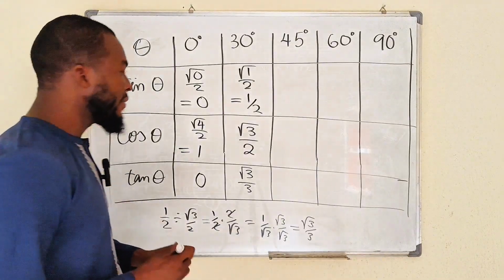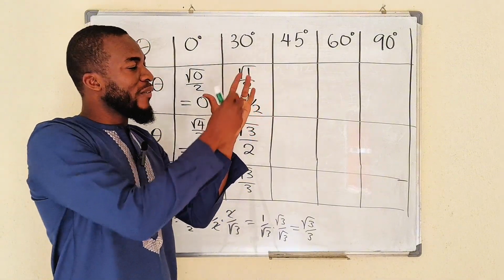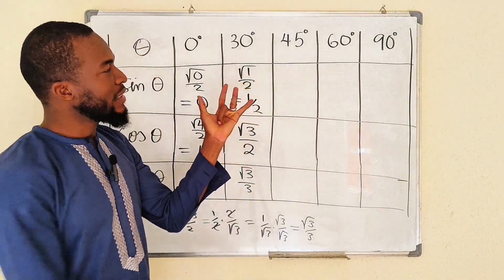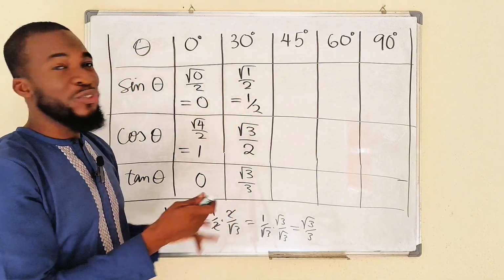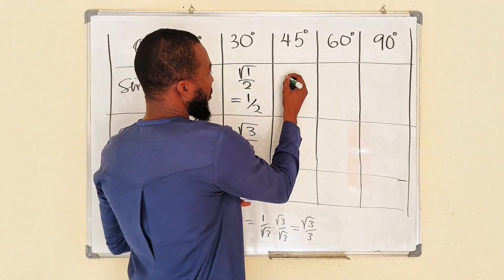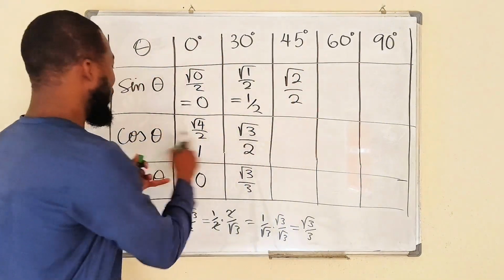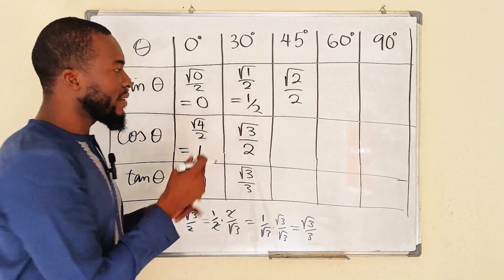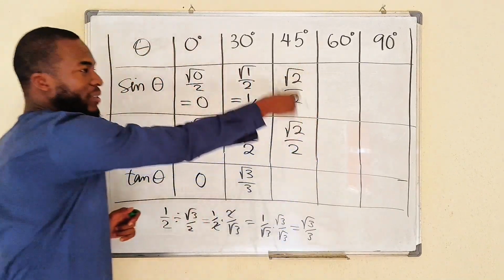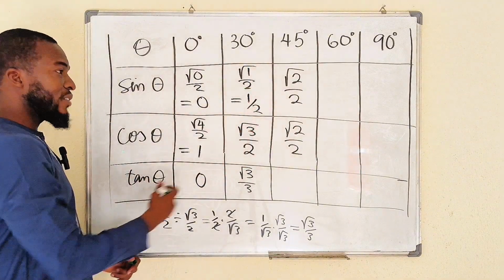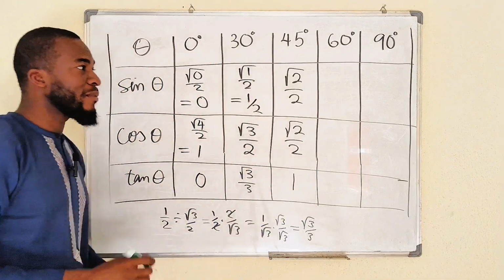Moving on to 45. 0, 30, 45. Can you see that? For sine, you count this one, though this time around they are the same, 2 and 2. So it will be root 2 divided by 2. The same thing for cosine, because we have 2 other fingers after. So it will be root 2 divided by 2. And because the two numbers are the same, if you take tangent, this divided by this will give us 1, because they are exactly the same.